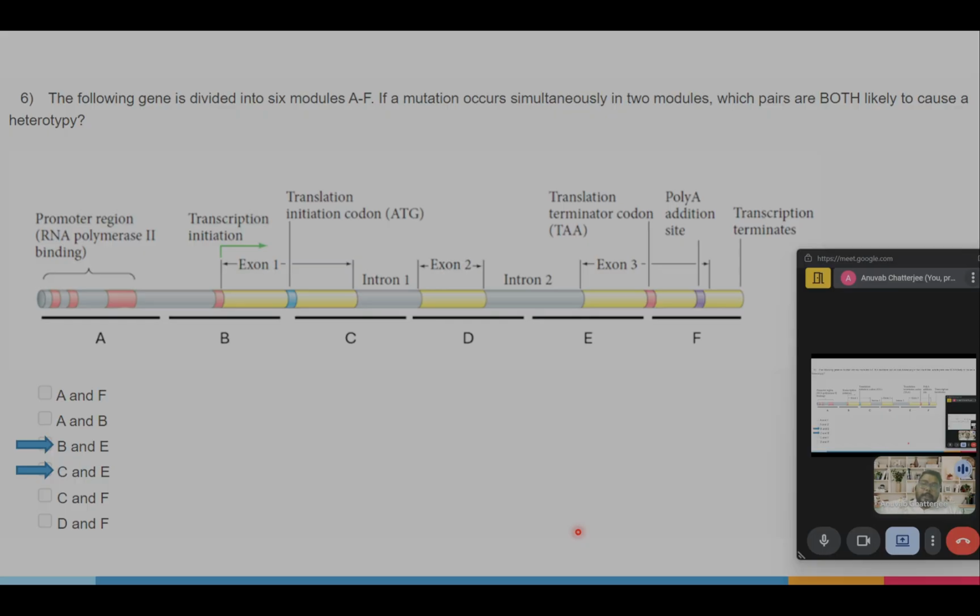So now let us look at which of these are going to cause a heterotopy. As I said, if a heterotopy has to occur, then there need to be changes in the exons, because they are the only ones that are going to be translated into proteins. So the options here are A and F. A being in the promoter region, no exon is present, so this we can just not take into account. A and B, again A is present, so both of them will not cause a heterotopy.